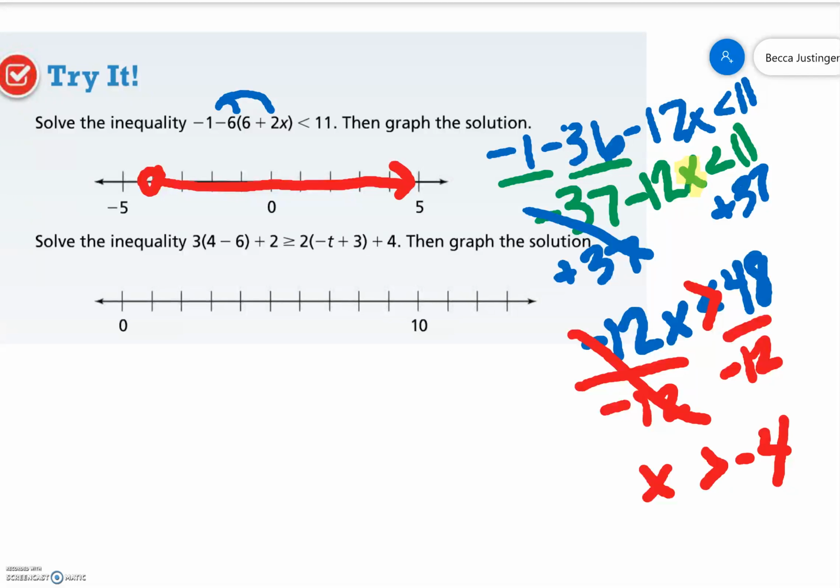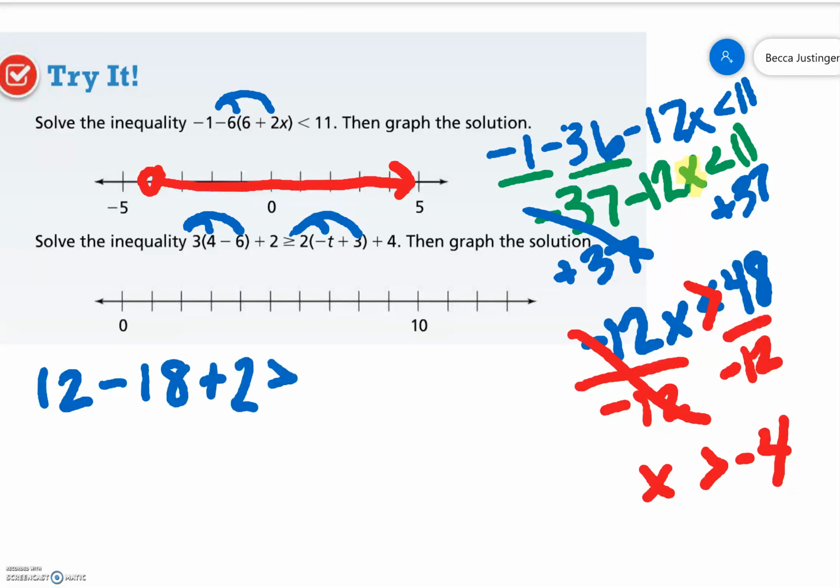Okay, solving the inequality, I'm distributing. I have to distribute twice. I have to distribute this 3 and this 2. So 3 times 4 is 12. 3 times -6 is -18, plus 2. It's greater than or equal to 2 times -t is -2t. 2 times 3 is +6, plus 4.